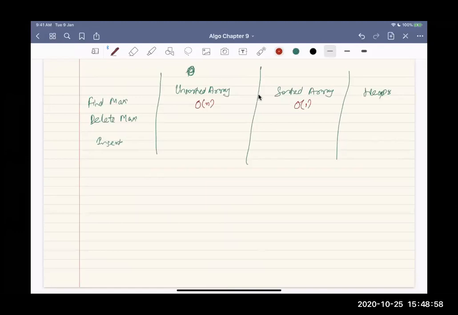Delete max. In an unsorted array, if you delete an element, it might need again order n. You will delete an element, then you have to shift everything. Or if you don't want to shift, of course, you can do it in order one.